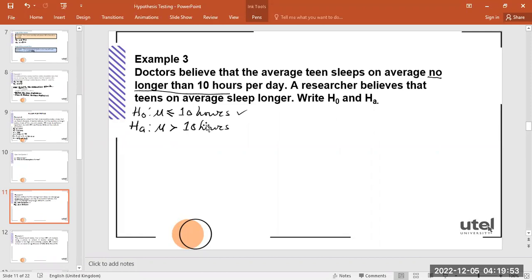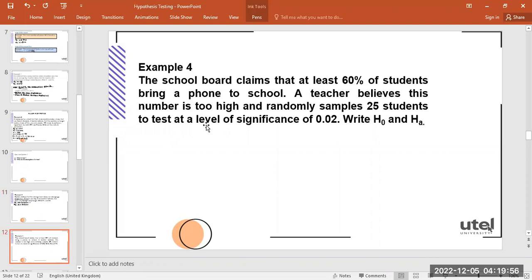So let's make progress. Let's see the fourth example, which makes use of proportion instead of just a straight mean value. Now, the second question says, the school board claims that at least 60% of students bring a phone to school. Then a teacher believes this number is too high and randomly sampled 25 students to test at a level of significance of 0.02. And we are asked to write H0 and HA.